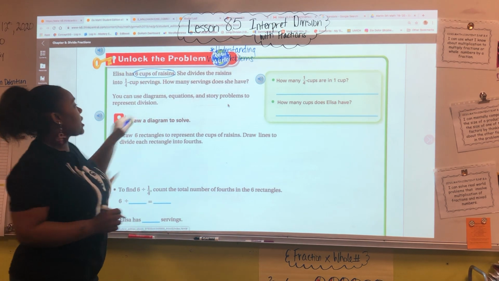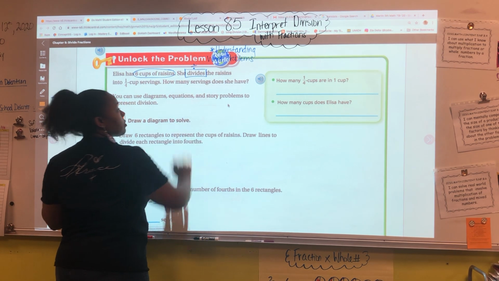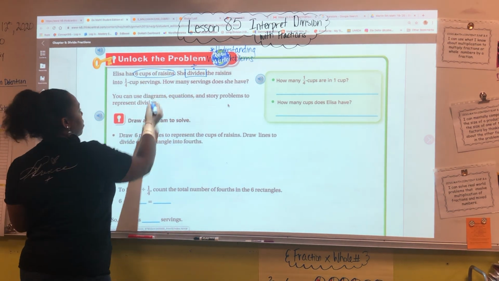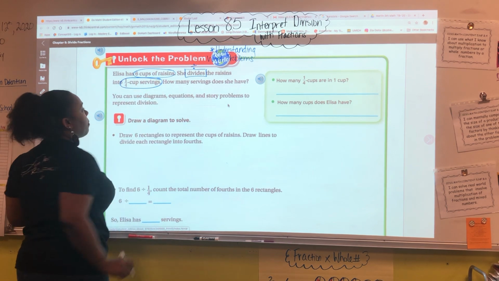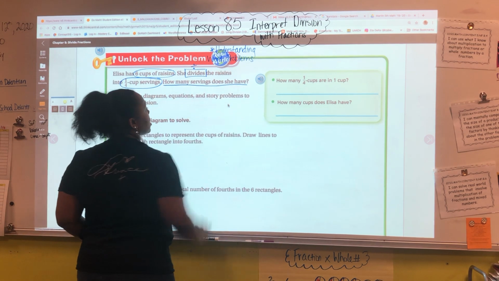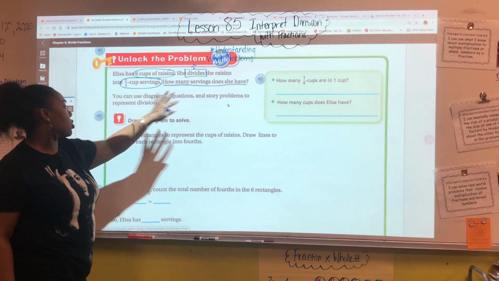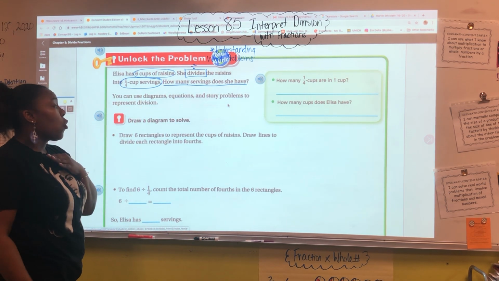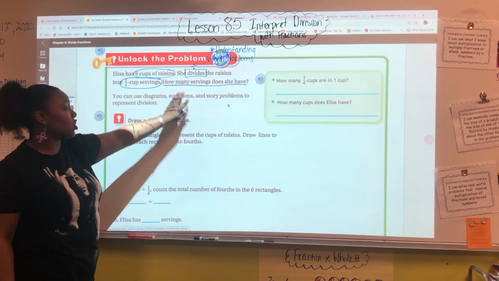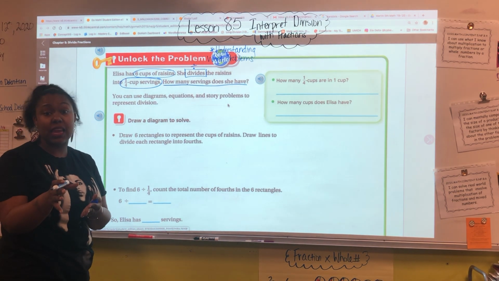Okay? And then it says, oh, she divides. There's a key word. Tells me what my operation is, right? It says divide, so I'm going to divide. She divides the raisins into 1/4 cup servings. There's another piece of information that I'm going to need. And my question that they're asking is, how many servings does she have? All right. Now they're talking about using diagrams, equations, or story problems to represent division. We're going to practice how to write an equation. I'm going to diagram it for you just so that we see why it works the way that it works. But we also did that in the last lesson.